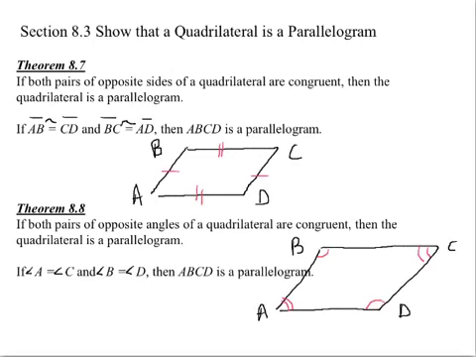Section 8.3, show that a quadrilateral is a parallelogram. Say that 4 times fast. First, let's start off with some theorems.